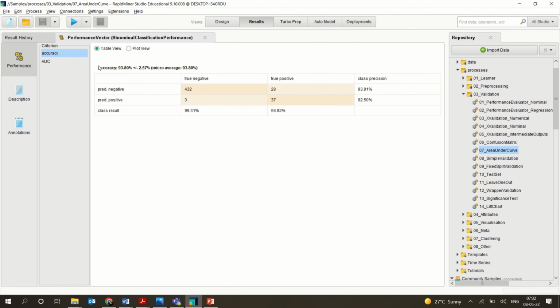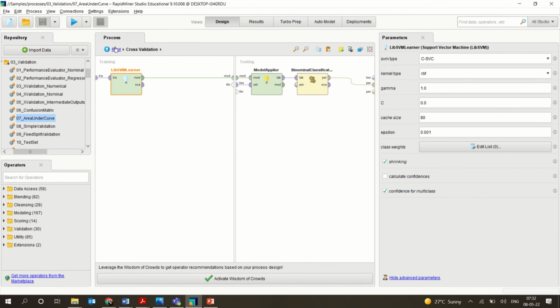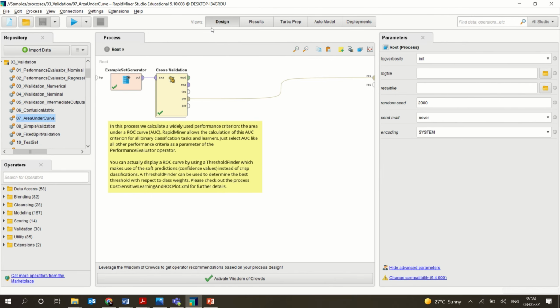That's all. This is one particular example I wanted to tell you, because it is very useful when you do your projects. This AUC curve will be really helpful for you to come up with.